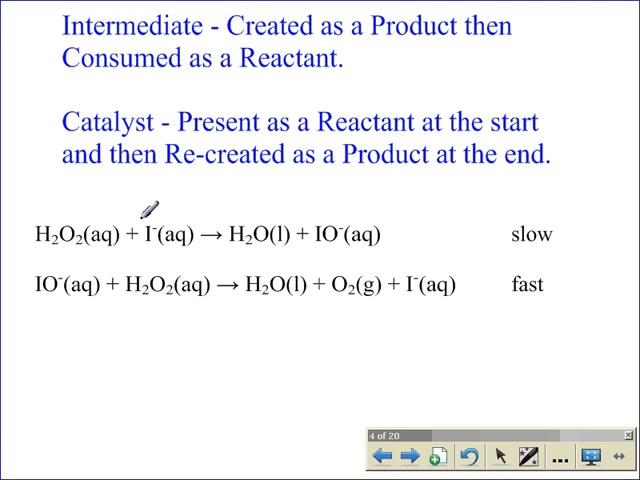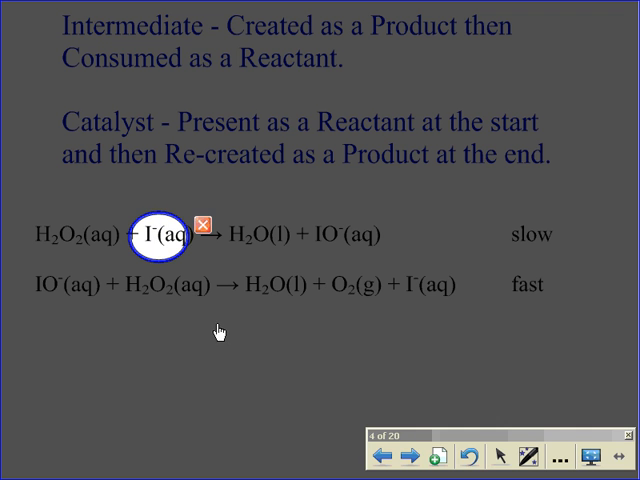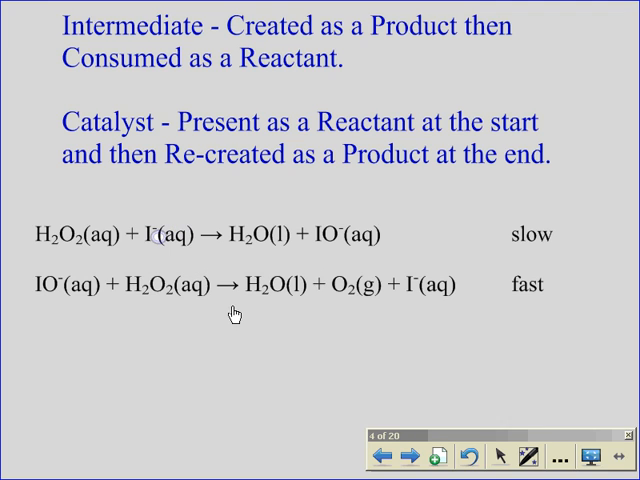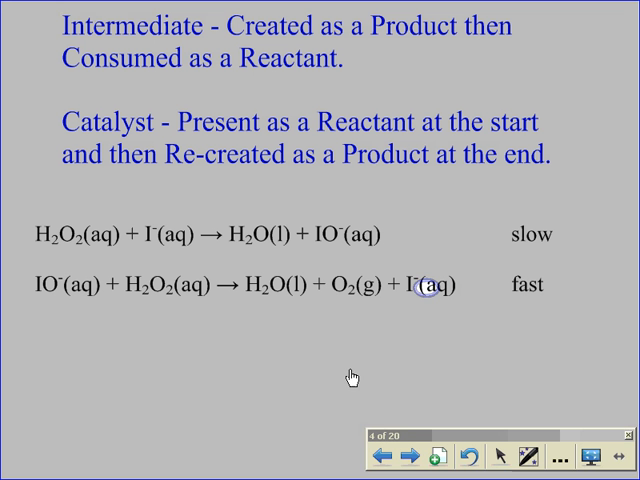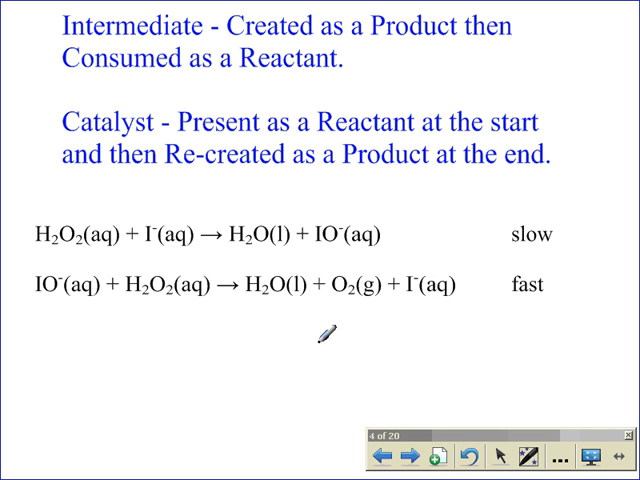Contrasting that with a catalyst, a catalyst is present at the beginning, disappears during the reaction, but then gets reformed at the end. So, one more way of talking about it, the catalyst is present at the beginning and the end, but the intermediate only exists between the first set of reactants and the final set of products.